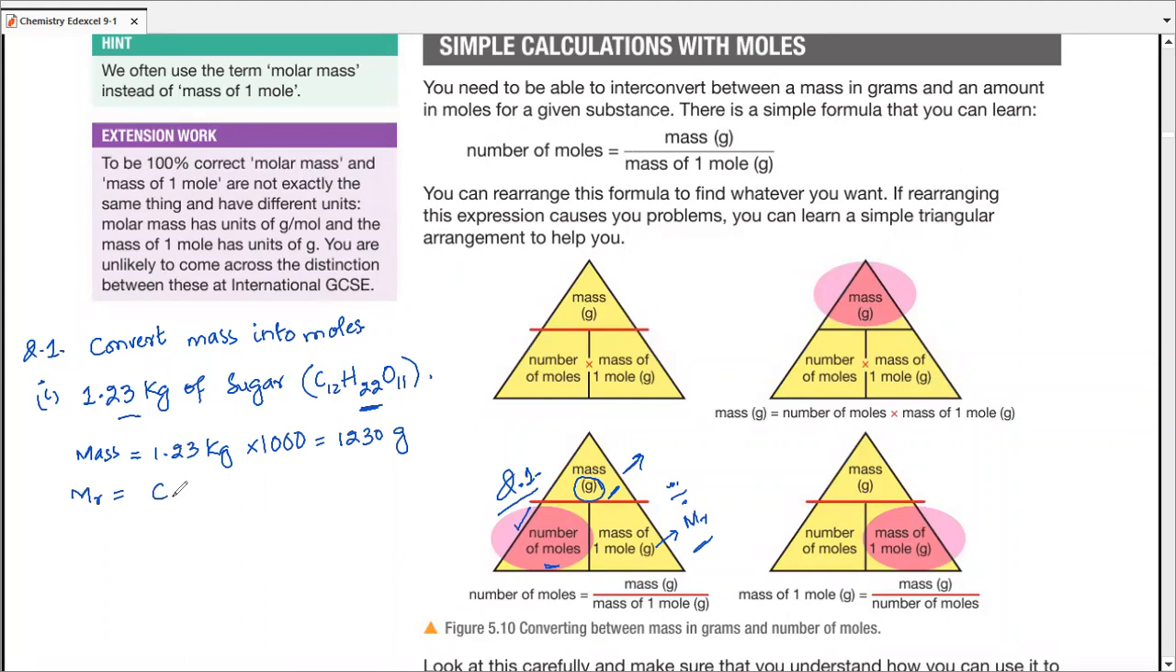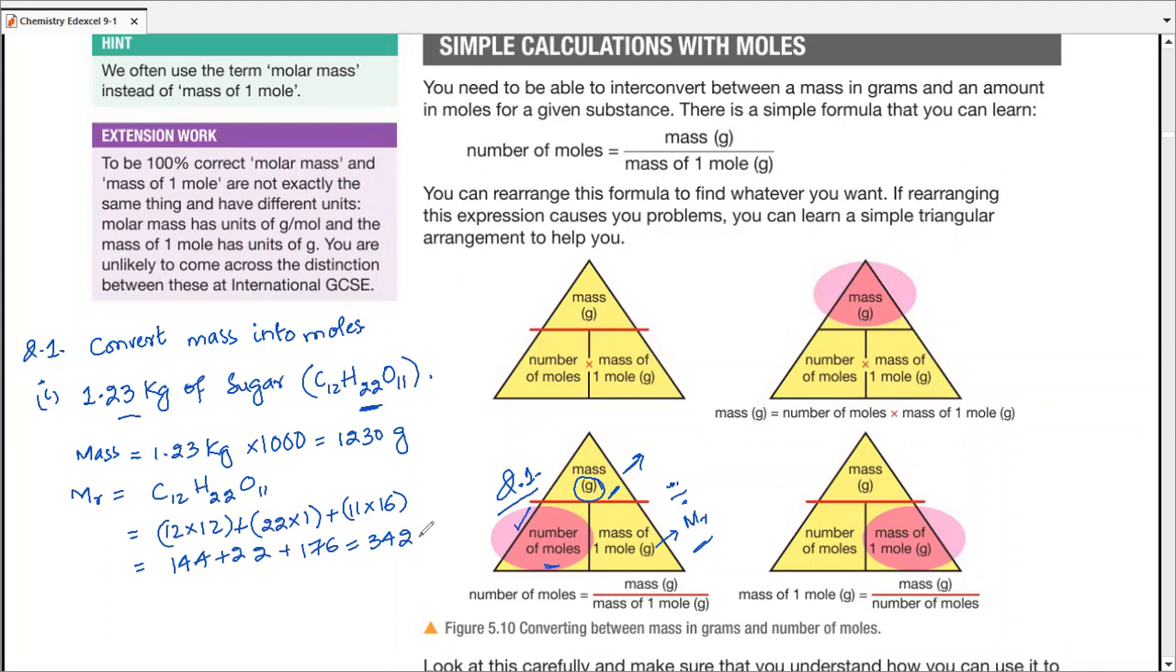You took the formula C12H22O11, and you multiplied 12 with 12, and then 22 with 1. You can simply add 22 right there, and 11 with 16. This was 144, this was 22, this was 176, the total coming out to be 342, right?